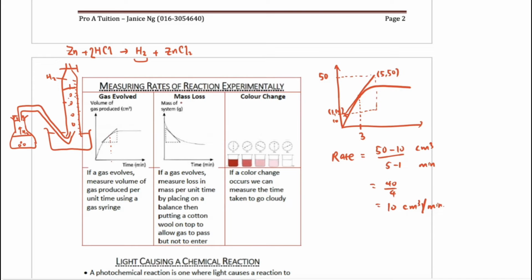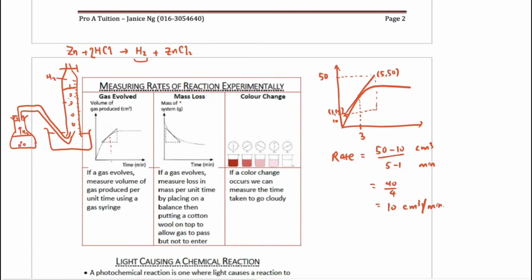So first I have to find a specific point, and I have to draw a line to make a tangent, based on the time given by the question, like 3 minutes. And then just draw a triangle on the tangent, and then I can get the points at the two ends of the line. Okay, sir.